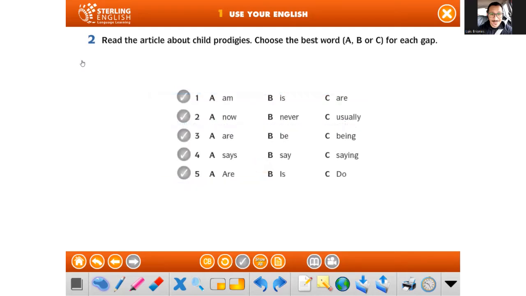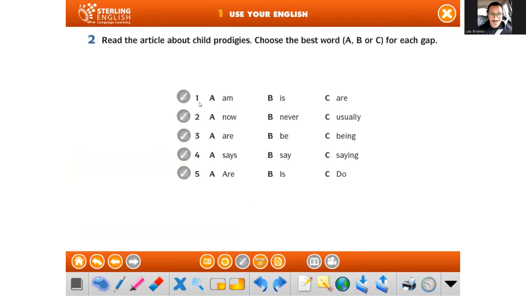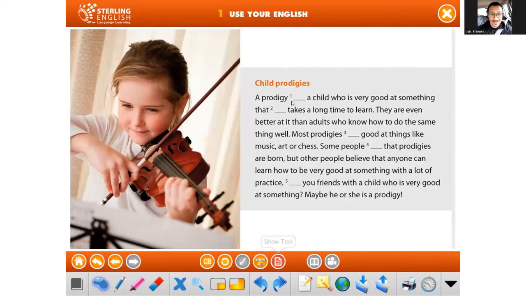Choose the best word A, B, or C for each gap. And as you can see, because you have this text, child prodigies, there are 5 gaps here. Like you have the spaces here, 1, 2, 3, 4, and 5. Now, which words from the activity here would suit there? In number 1, for instance, you have A is am, B is is, or C is are. So you go to the text, you say a prodigy, am, is, or are.